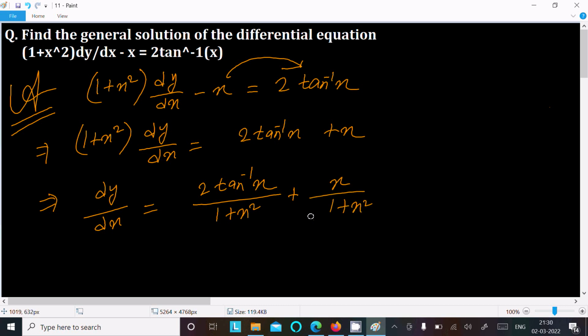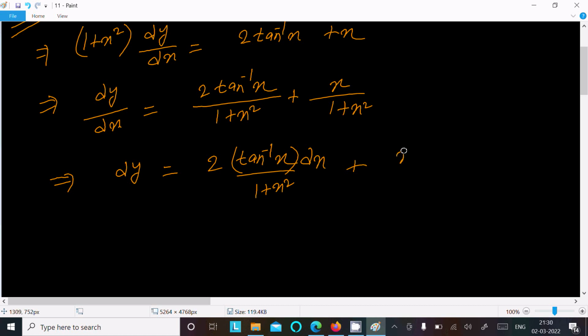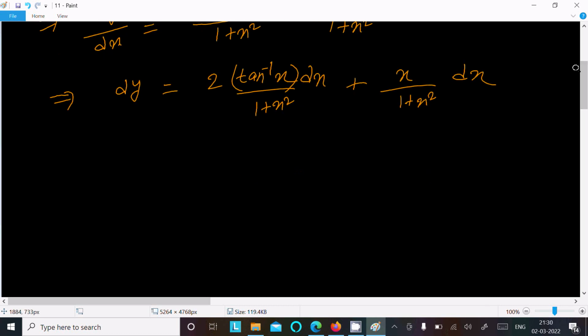After doing this, now the next step is putting dx on the right side. So we can write dy equals 2 tan inverse x divided by (1 plus x squared) dx, plus x divided by (1 plus x squared) dx. Now x is placed on one side. After that, take the integration on both sides.